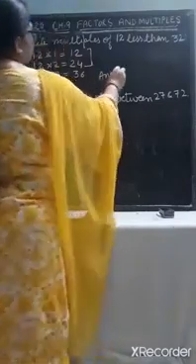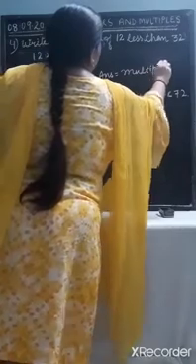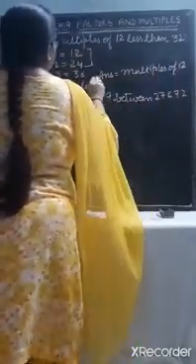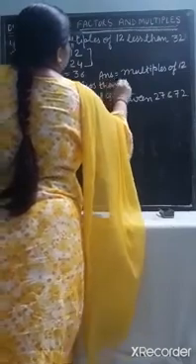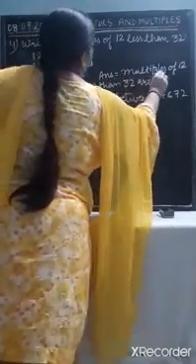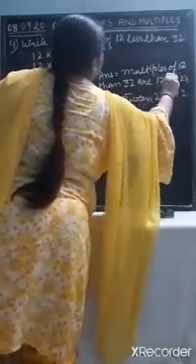Answer is, multiples of 12 less than 32 are 12 and 24 only.